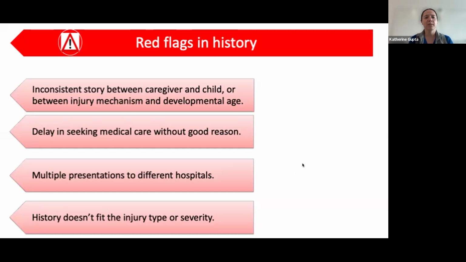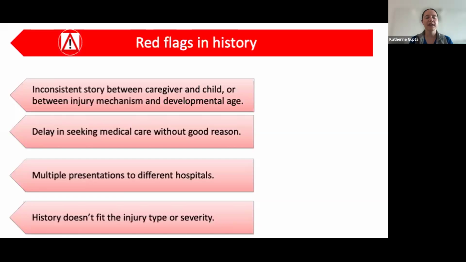Children that present to multiple different hospitals, oftentimes with different episodes of injury, can be a red flag. Sometimes the caregiver is trying to avoid being repeatedly seen in the same facility for different injuries on that child, and so sometimes they are seeing different facilities, so that no one can catch on that the child is injured so often.